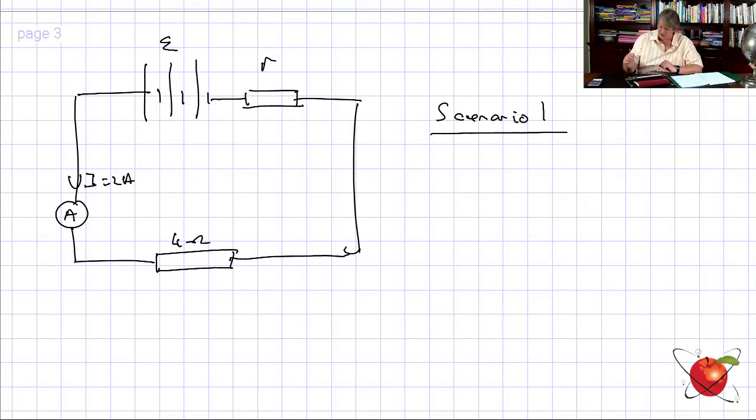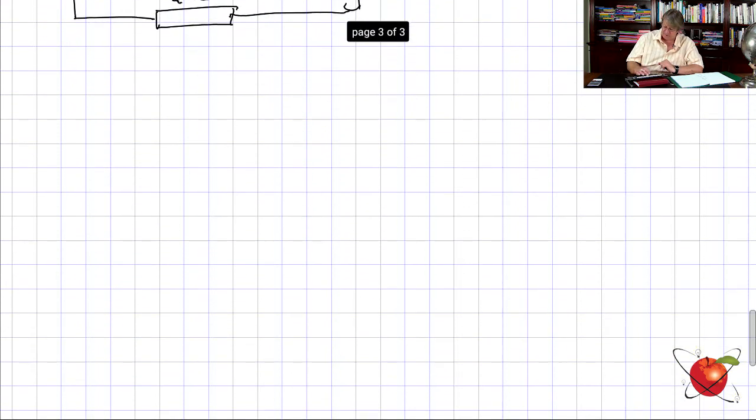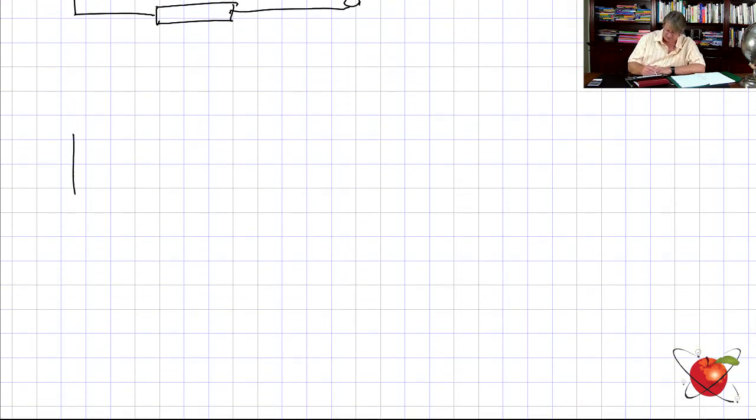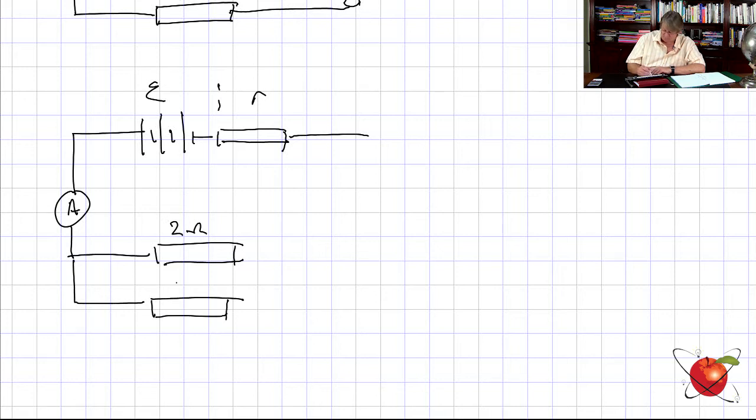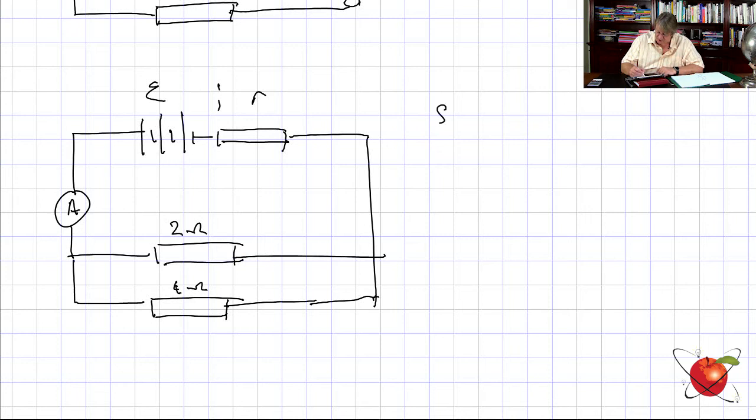Now for scenario 2, they gave us the following. There's my ammeter, and over here, here's our cell again, with its EMF and r. Then we had our 2 ohm, we had our 4 ohm, and these 2 then went over there, like so. This is scenario 2. And they told us in this one the reading is 4 amps.